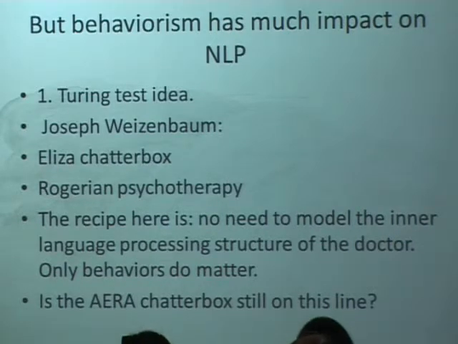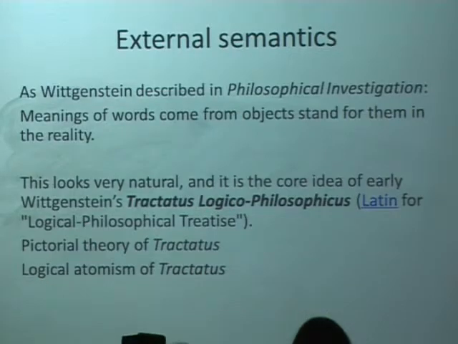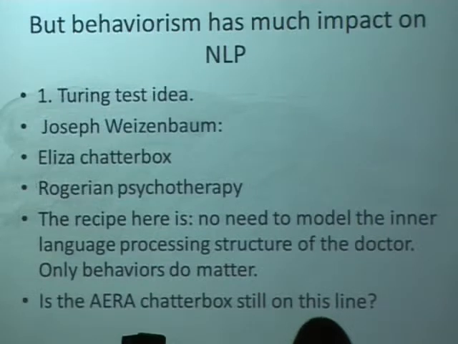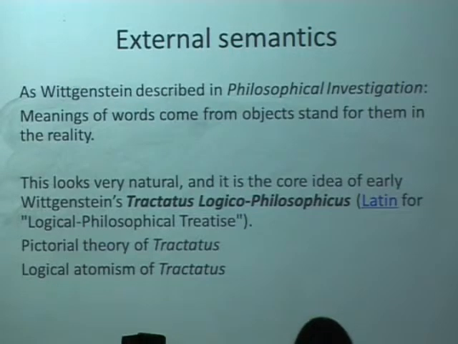I found it is more complicated, but the system looks like it just imitates the behaviors of the person who is engaged in the discussion without trying to model the mind. So this is one, the first example I give you, the relationship between philosophy and AI. Okay, there are other examples. Another is external semantics. It is well illustrated in Wittgenstein's early book, Tractatus Logico-Philosophicus.